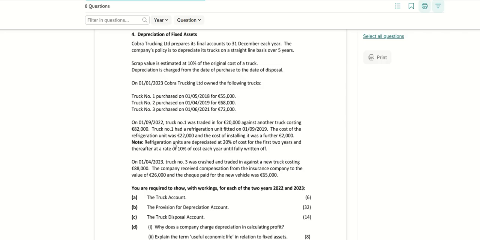60 marker, they're asking for the truck account, 6 marks, provision for depreciation, getting lots of marks, 32, and the disposal account. So we'll be doing 2 disposals, 14 marks. And then we have theory. So 8 of the 60 marks, which is about 13% of the question, are going for theory. So we must know our theory. We must have good financial literacy, and we must write lots to get those precious marks. We're not talking about those today, though.